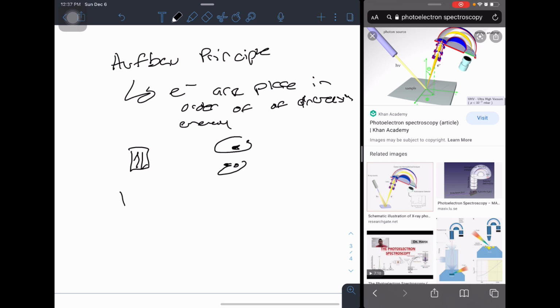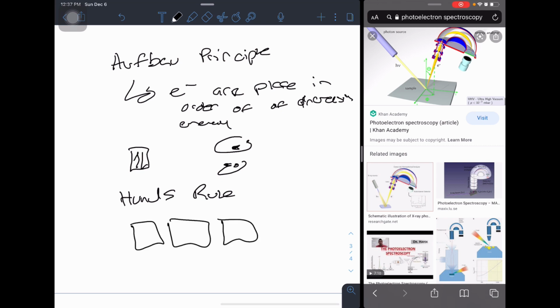Hund's rule. Basically, if you have, say, this is the 2p orbital, and you have 3 electrons, or you have 4 electrons that have to go in, then each electron is going to take up 1 orbital first, and then you can go back and start doubling up on electrons.